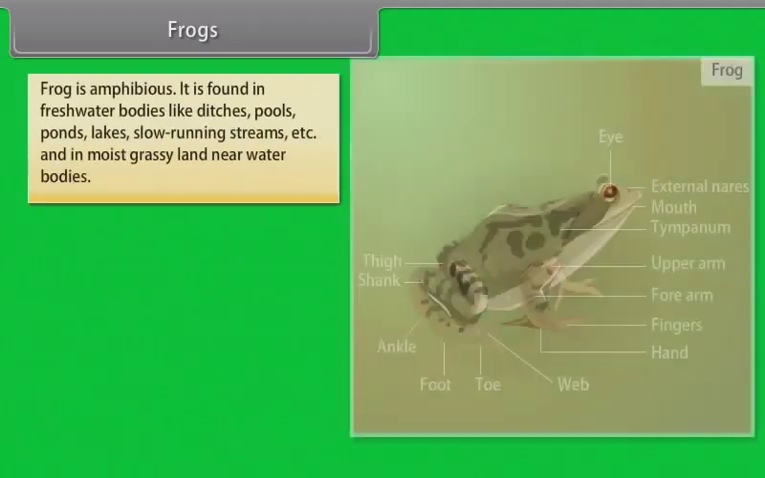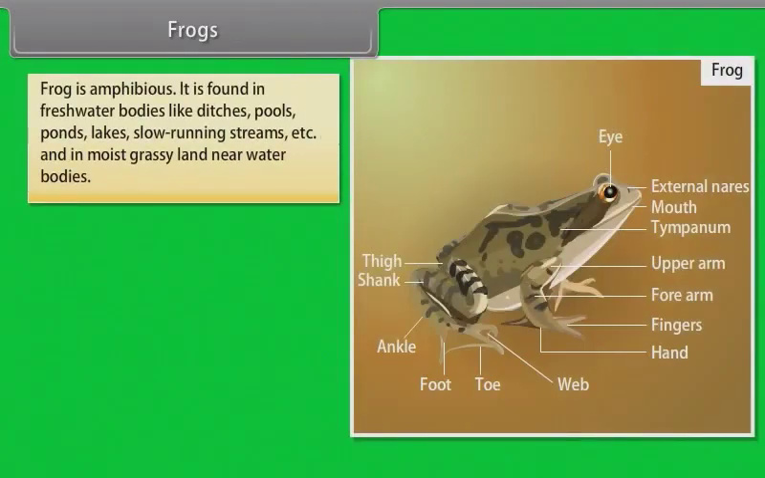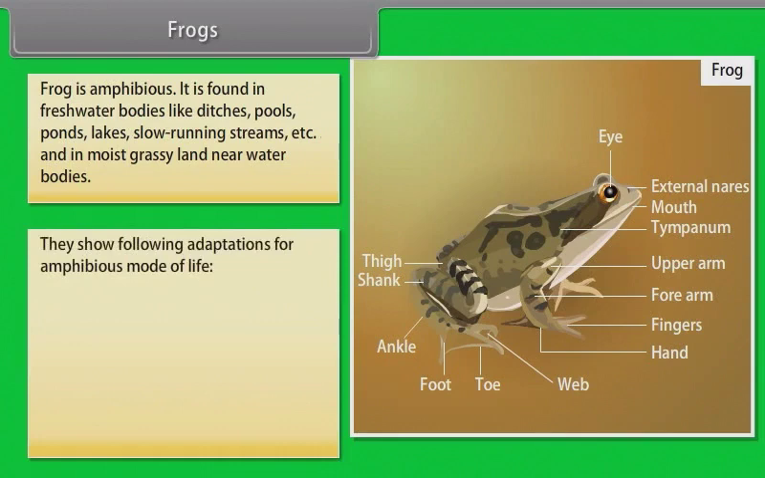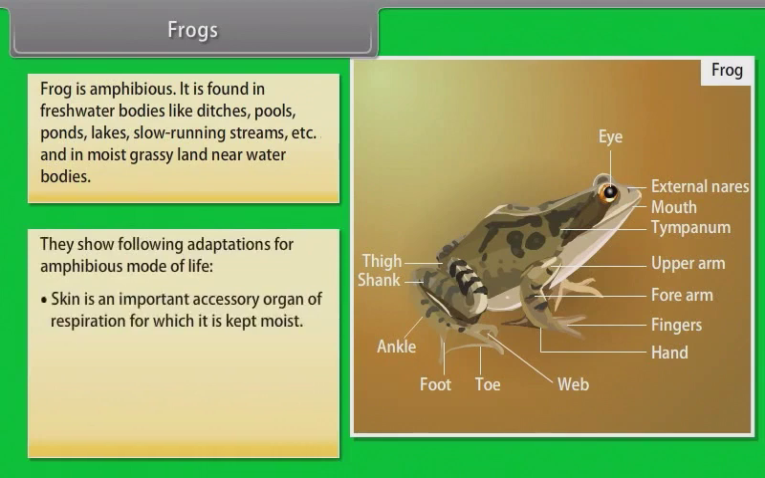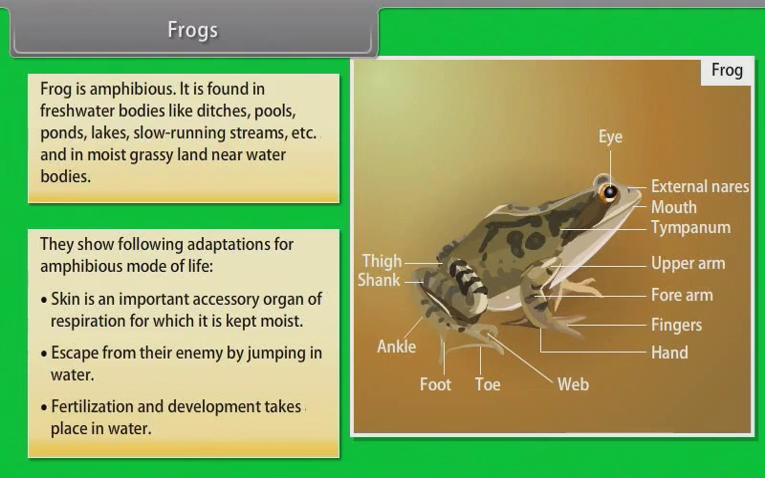Frogs. Frog is amphibious. It is found in freshwater bodies like ditches, pools, ponds, lakes, slow-running streams, etc., and in moist grassy land near water bodies. They show the following adaptations for an amphibious mode of life. Skin is an important accessory organ of respiration, for which it is kept moist. Escape from their enemy by jumping in water. Fertilization and development take place in water.